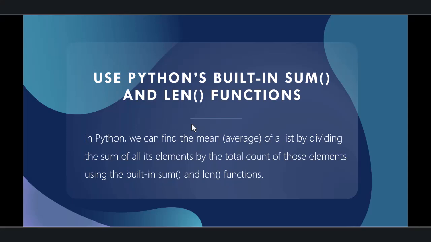In Python, we can find the mean or average of a list by dividing the sum of all its elements by the total count of those elements using the built-in sum and len functions. We need to sum the elements and then divide that by the total count of the elements. This is the common way to find the mean or average of any data. Here also, for the list, we are using the same procedure. But to add all the elements, we are using the sum function, and to do the total count, we are using the len function. We'll see an example of this method.